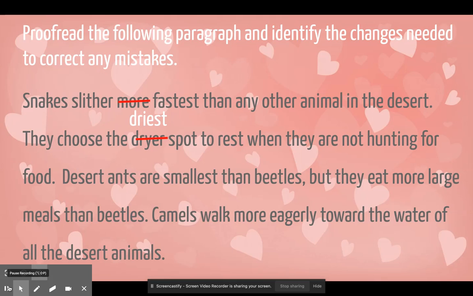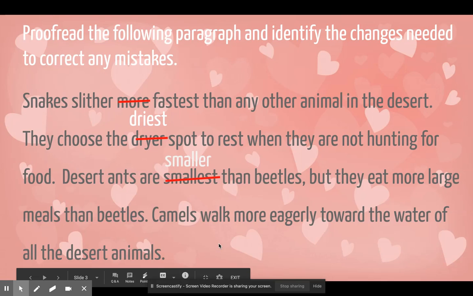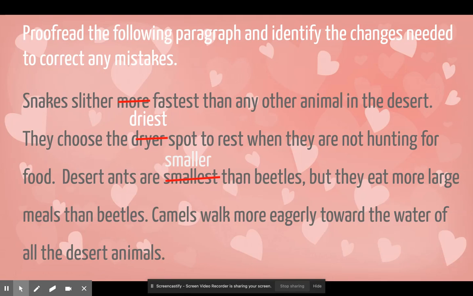There are 2 of them. See if you can find both of them. Desert ants are smallest than beetles, but they eat more large meals than beetles. So the first change that we would need to do is we need to change smallest to smaller. So this is comparing desert ants to beetles. So we're going to say desert ants are smaller than beetles. The second one that we should change is instead of saying more large, we're going to say larger.